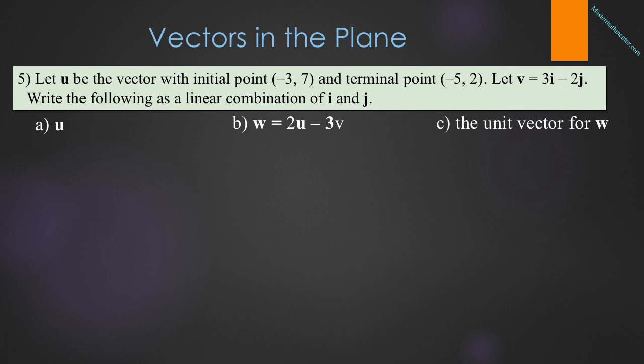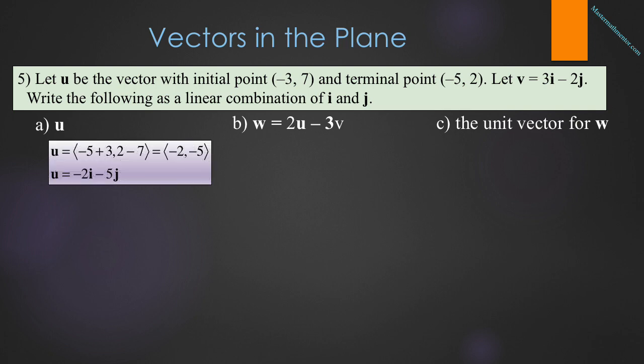5 reads, let u be the vector with initial point negative 3, 7 and terminal point negative 5, 2. Let v be the vector 3i minus 2j. Write the following as a linear combination of i and j, and we have 3 problems.